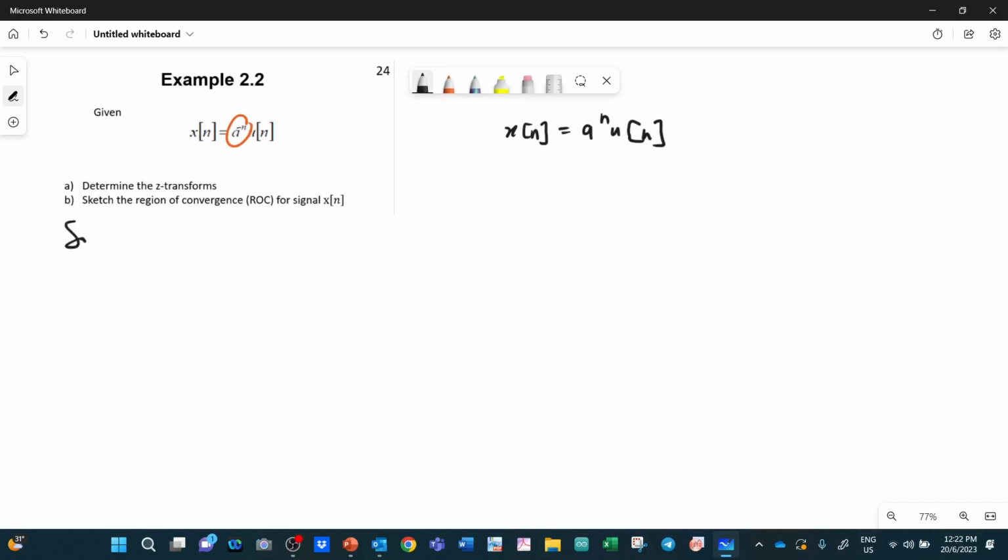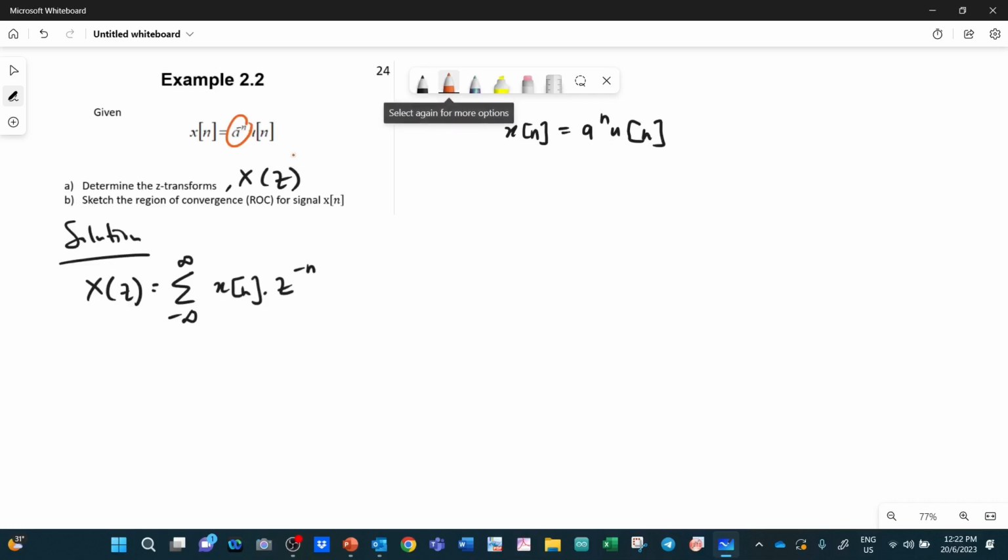So the solution is to find xz. Write out the general equation. xz is equivalent to the summation from minus infinity to infinity of xn dot z minus n. So what you need to look at is this xn value. In the xn value you have un.